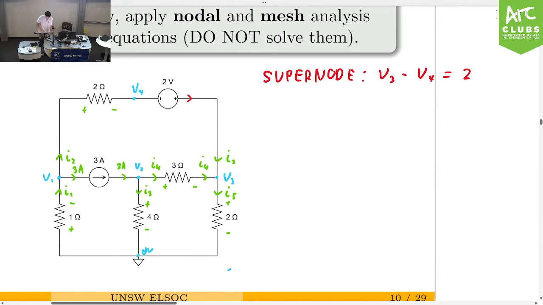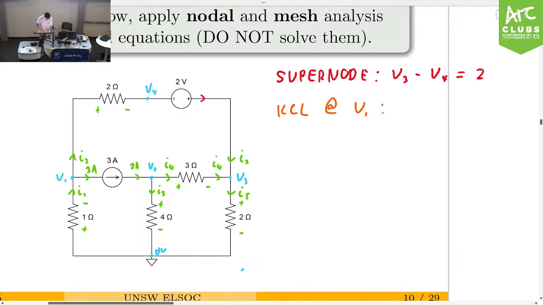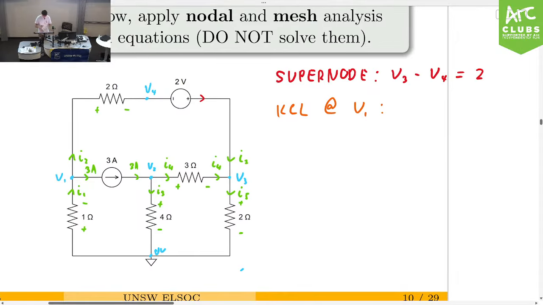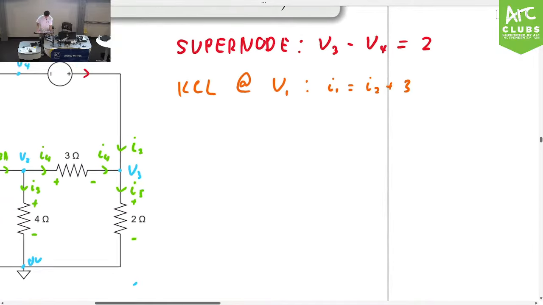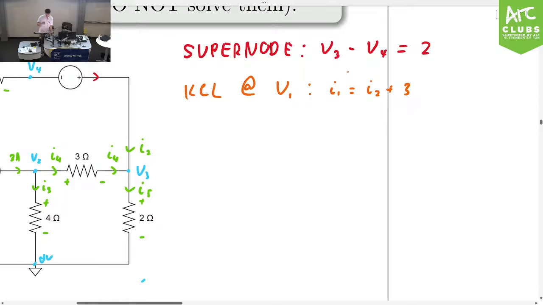So let's apply KCL at V1, which is here. What we should get is the current going in, which is I1, is equal to the sum of the current leaving the node, which is I2 plus 3. Now, what we do is we use Ohm's law to rewrite our currents in terms of our voltage and our resistance.